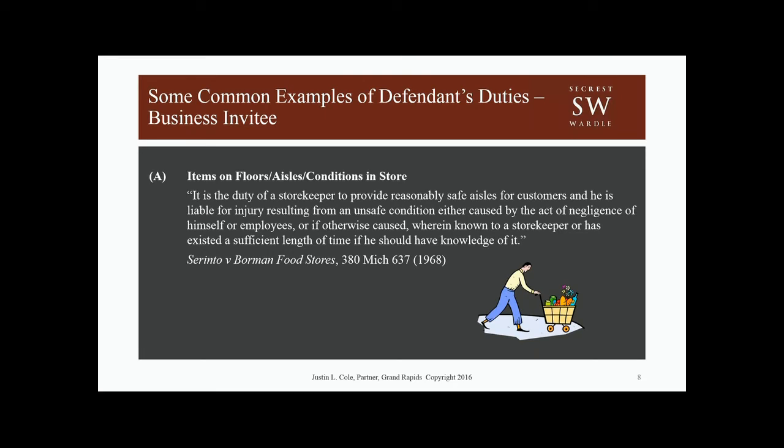Constructive notice arises not only from the passage of time itself, but also from the type of condition involved. Or, in certain situations, it could be a combination of the two. Constructive notice can be proven with direct or circumstantial evidence. In these cases involving items on floors, aisles, and other conditions in stores, Michigan courts tend to stress the plaintiff's and the defendant's knowledge of the surrounding area and the conditions of the premises, as well as the circumstantial evidence to establish how long or how short a time the condition may have existed. If it is found that the condition existed for a significant period of time, the defendant could be deemed to have constructive notice of the condition. On the other hand, if the condition was only present for a very short period of time, no such constructive notice would be found.